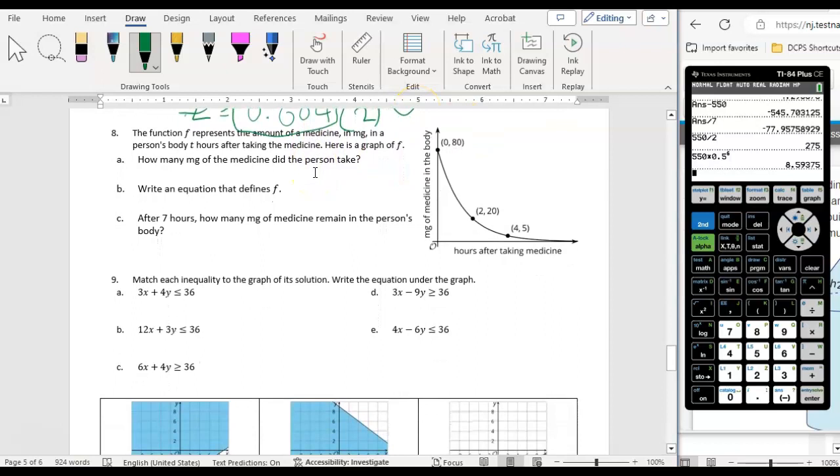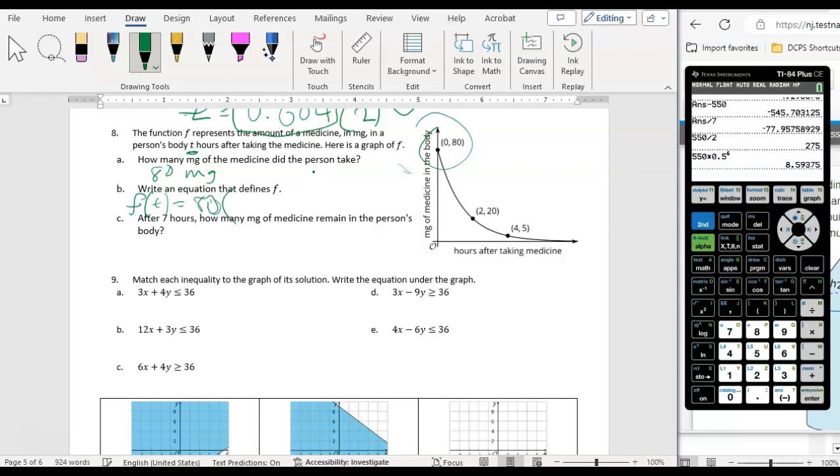Number 8 says the function f represents the amount of medicine in milligrams in a person's body t hours after taking the medicine. Here's the graph of f here. How many milligrams did the person take initially? So that's our starting amount, which is 80. Write an equation that defines f. So we'll say f of t equals 80 times.